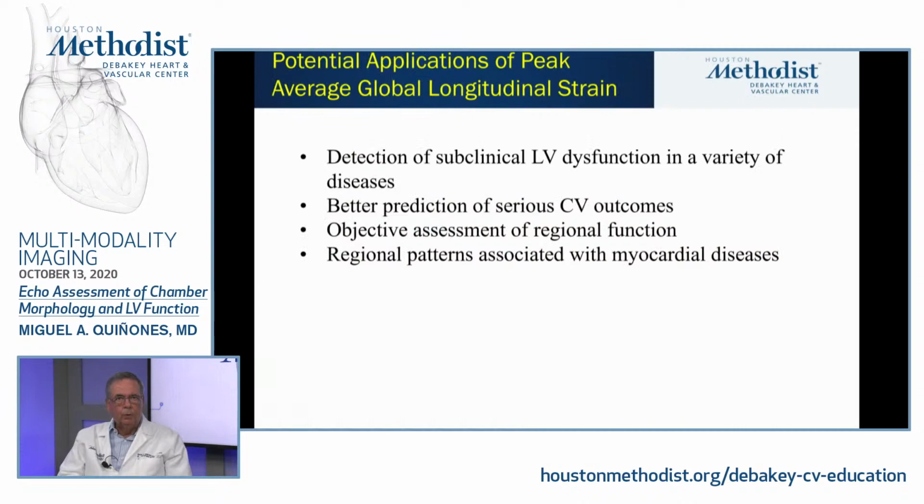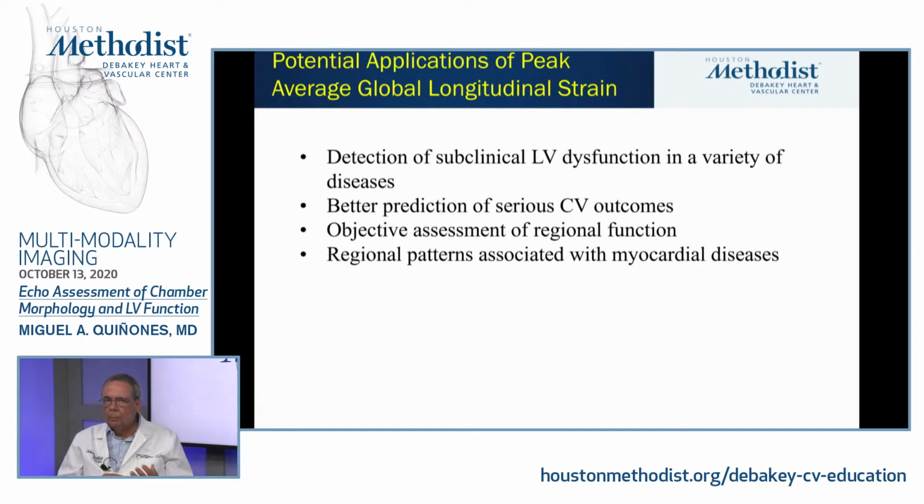So what do we do with this? How we use it? Well, the basic use today is because that strain, being a myocardial function parameter rather than a LV pump function parameter, allows us to detect subclinical dysfunction of the myocardium in a variety of diseases. Subclinical means A, patient may be asymptomatic, B, ejection fraction may be normal, and is appearing to be a better predictor of serious cardiovascular outcomes in certain group of patients.